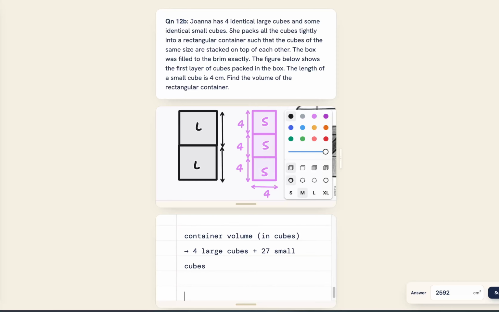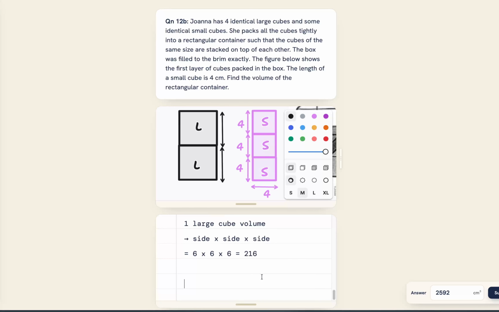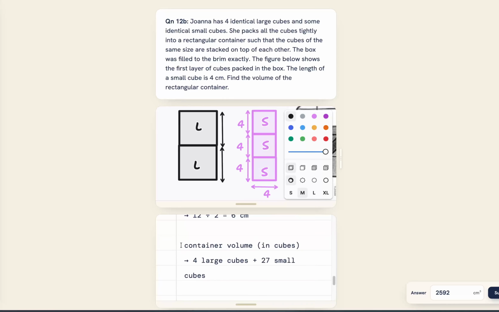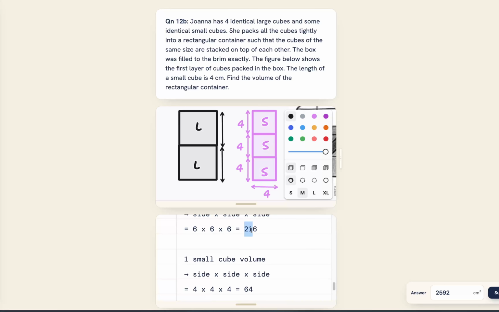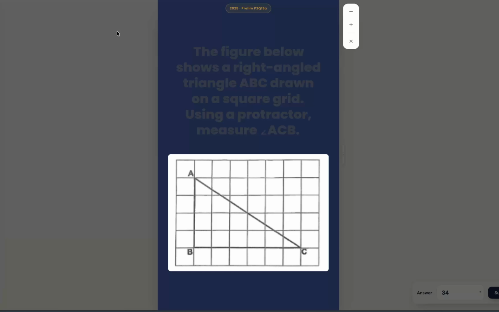Okay, so from here we can get one large cube volume, which is equal to side times side times side. This will be 6 times 6 times 6, 216. Then we want one small cube volume, which will be 4 times 4 times 4, which will be 64. So now we know the volume for the large and small cubes, and we just multiply. So 4 large cubes equal to 4 times 216 plus 27 times 64. And this will be equal to 2,592 centimeter cube.